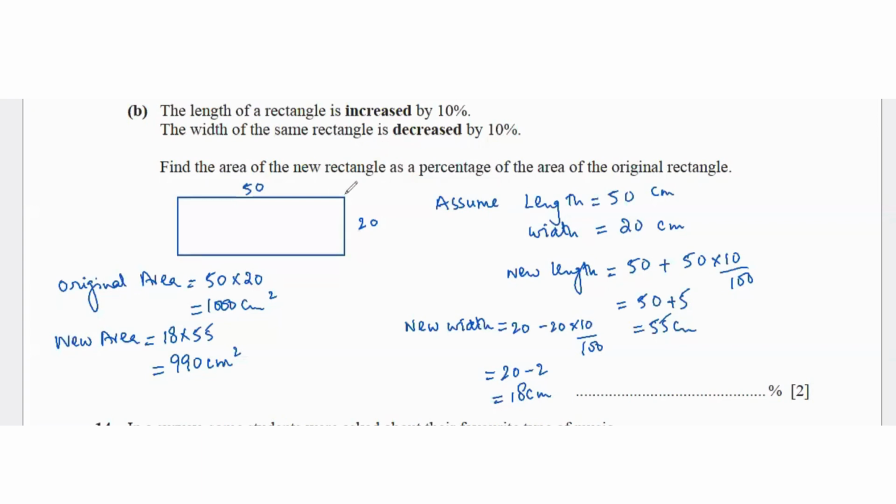So for the new area of the new rectangle as the percentage of the area of the original rectangle, we will do 990 over 1000 times 100, which is going to equal 99%.